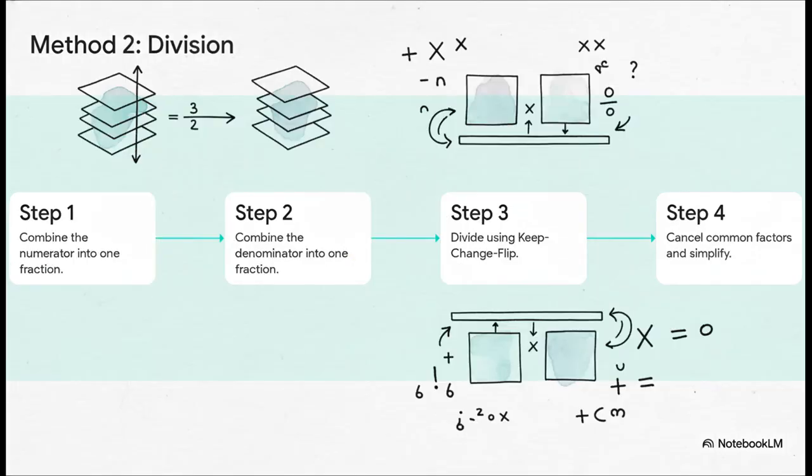Now, our second method is rewriting as division. This one's a little more step-by-step. First, you just focus on the numerator and combine everything into one single fraction. Then, you do the exact same thing for the denominator. Once you've got one clean fraction over another, it's a standard division problem. And you can bring out our old friend, keep, change, flip.